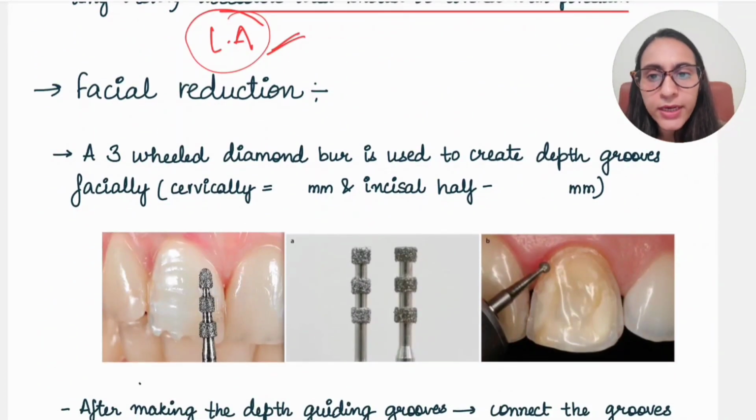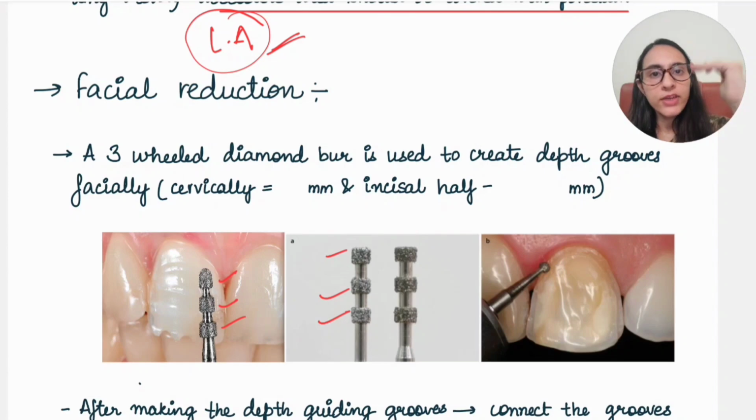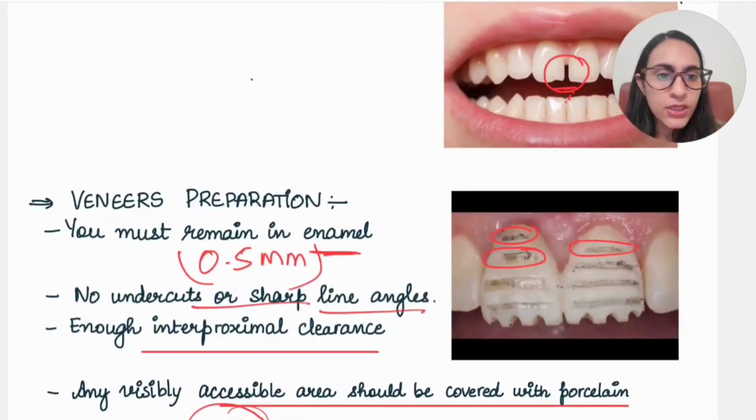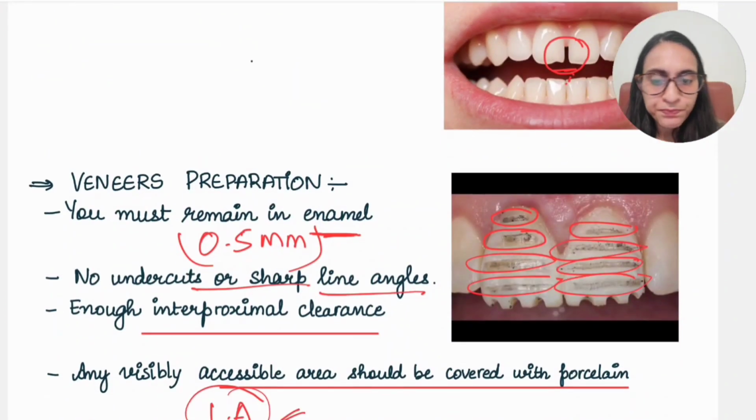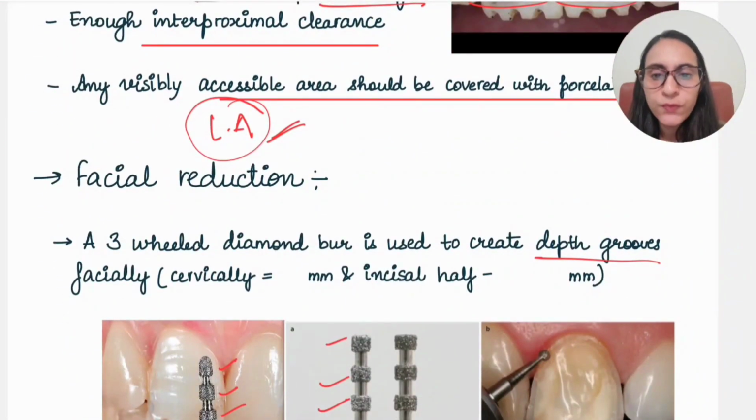You can see we have a three-wheeled diamond burr. So these are the burrs that are used for porcelain. In that there are 3 wheels in a burr. And we create this depth orientation groove. These depth orientation grooves are done on the facial aspect differently, the lingual aspect differently, the cervical aspect differently and the incisal aspect differently.